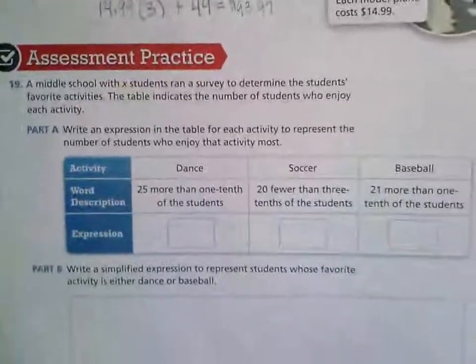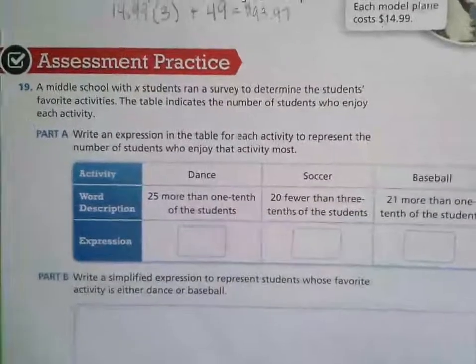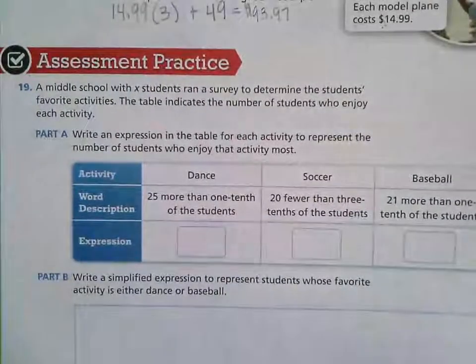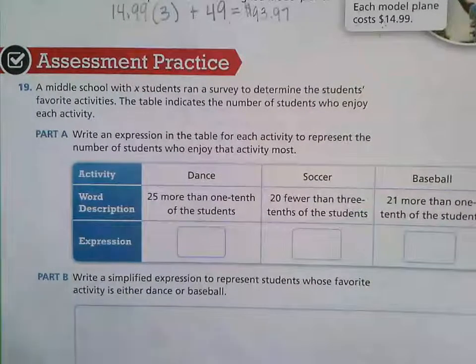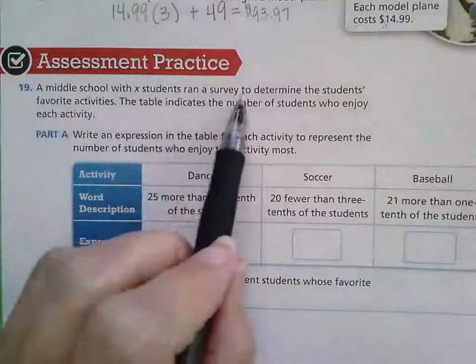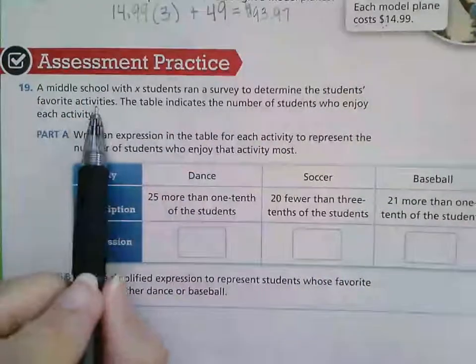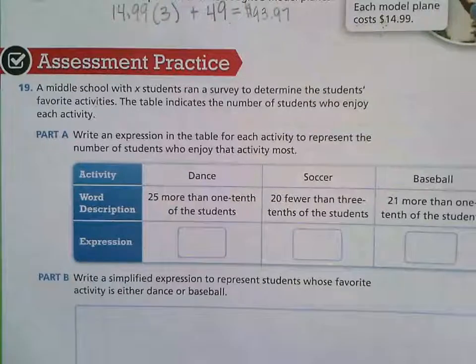Okay, last problem. Assessment. A middle school with X students, some number of students, ran a survey to determine the students' favorite activities. The table indicates the number of students who enjoyed each activity. Write an expression in the table for each activity to represent the number of students who enjoy the activity most.